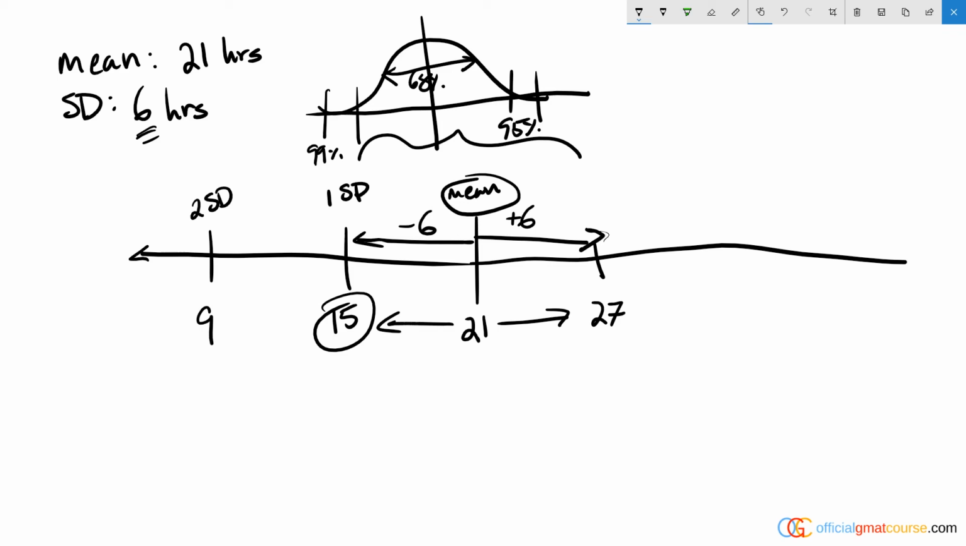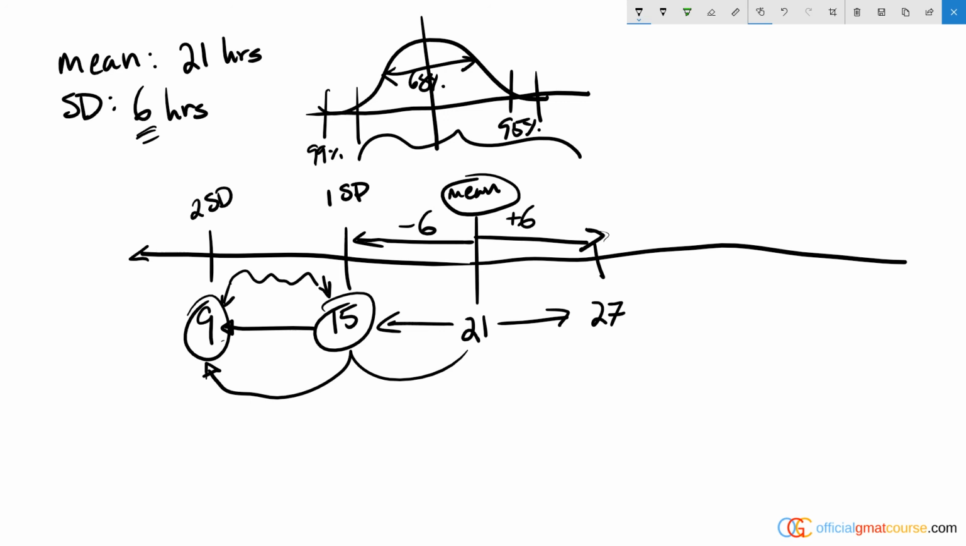And two standard deviations below is going to give us a point of 9 because we have 21 minus 6 is 15, and then 15 minus 6 is 9. So if we have a distribution and we know that the result is going to be between 1 and 2 standard deviations below the mean, then that answer must be between 9 and 15.